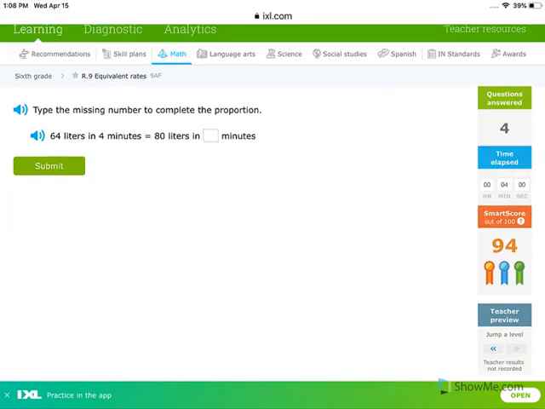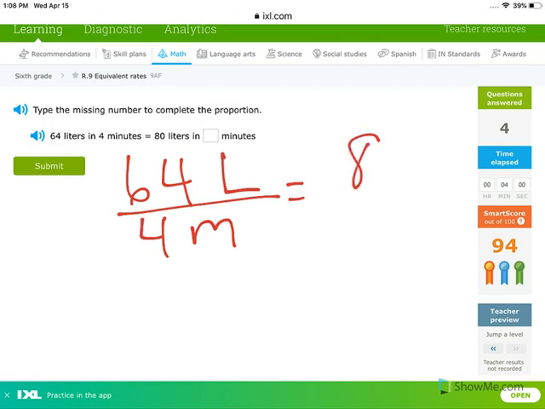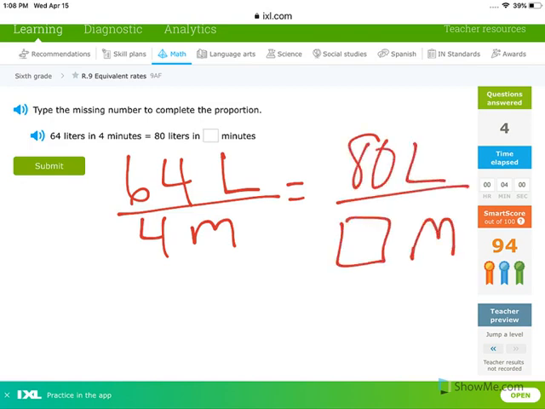Okay, last one is our challenge question. We have 64 liters in 4 minutes and 80 liters in blank minutes. Similar to before, we can't divide evenly into anything, so you're just going to have to come to the side.